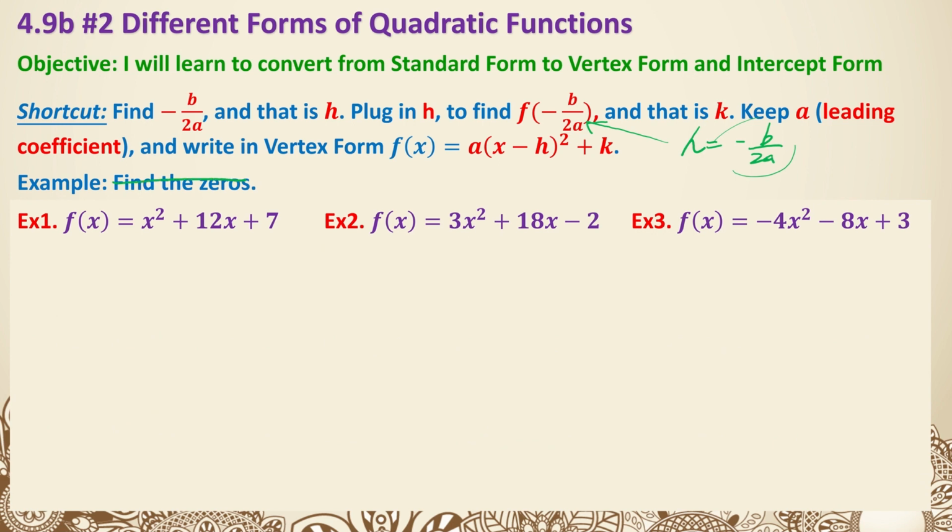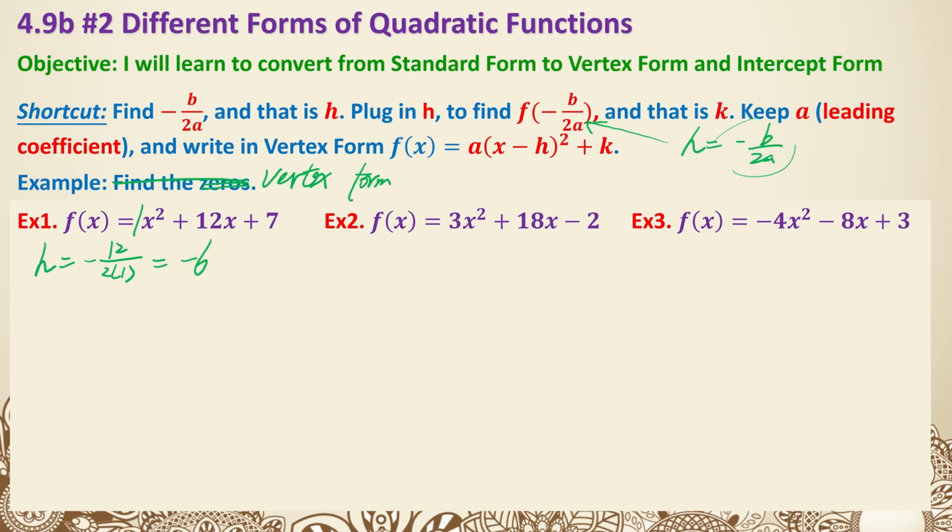Instead of finding the zeros, we're actually converting it to the vertex form. Negative b over 2a. Well, they are already all in standard form, so we can directly start identifying that. Our a in this case is 1, our b is 12, so it's negative 12 over 2 times 1. So it's going to be negative 6.